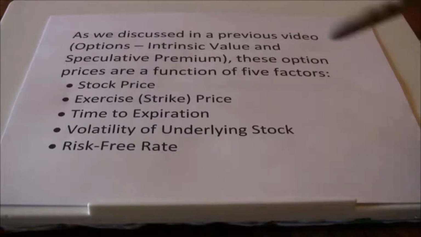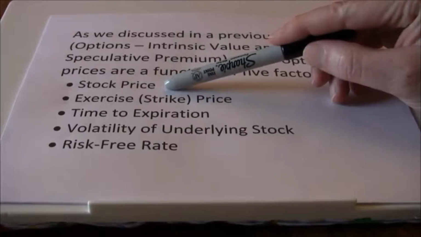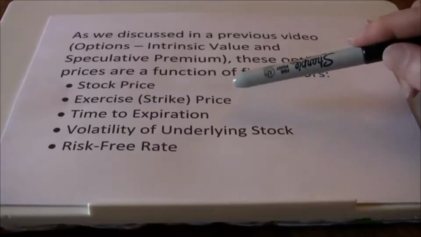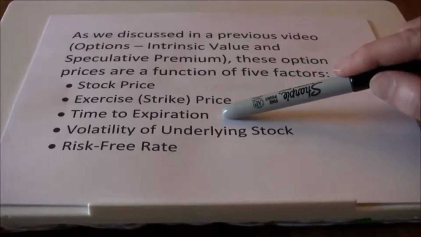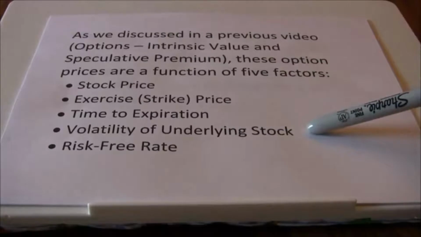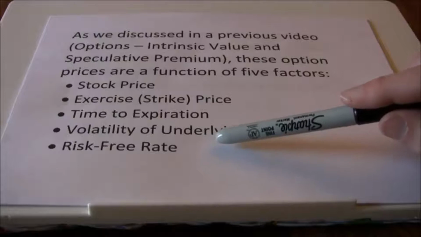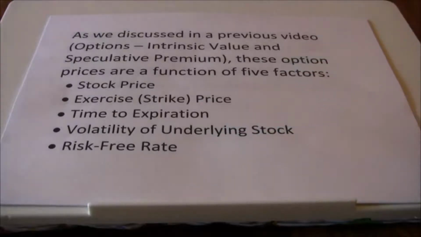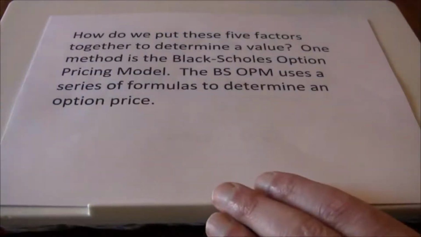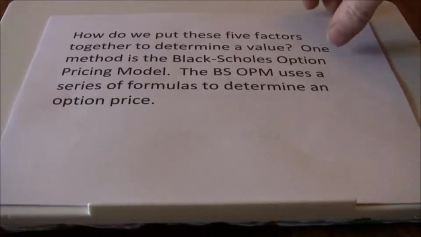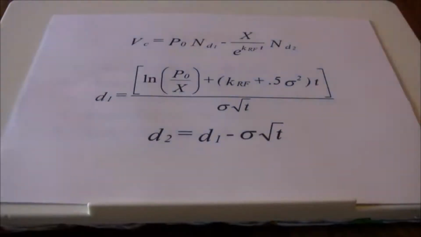Now, as we discussed in a previous video when we talked about intrinsic value and speculative premium, option prices are a function of 5 factors: the underlying stock price, the exercise or strike price for that option, the time to expiration, the volatility of the underlying stock, and the risk-free rate of interest. Those are the 5 factors that are going to go into the Black-Scholes option pricing model. So we're going to take all 5 of those factors and use the model to figure out what the option is worth. We're going to start with the value of a call.